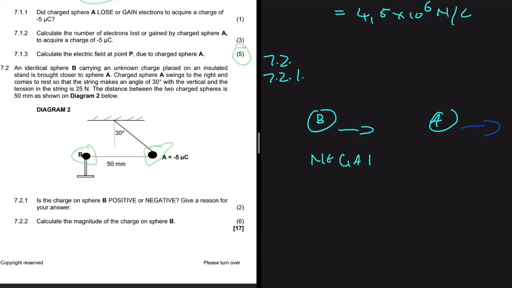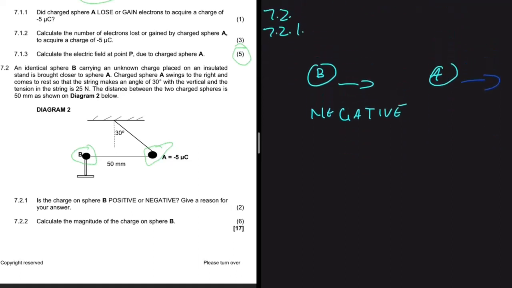Why are we saying it has a negative charge? Even the question says we should give a reason. It has a negative charge because it is repelling sphere A, and sphere A has a negative charge. So sphere B must have a negative charge consequently. And then 7.2.2 says, let's calculate the magnitude of the charge on sphere B.